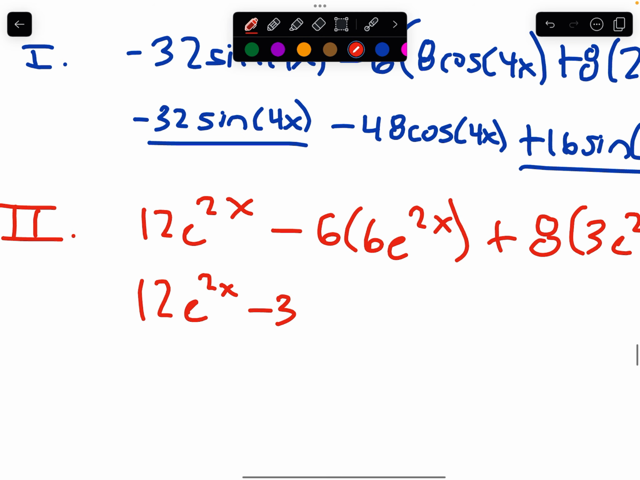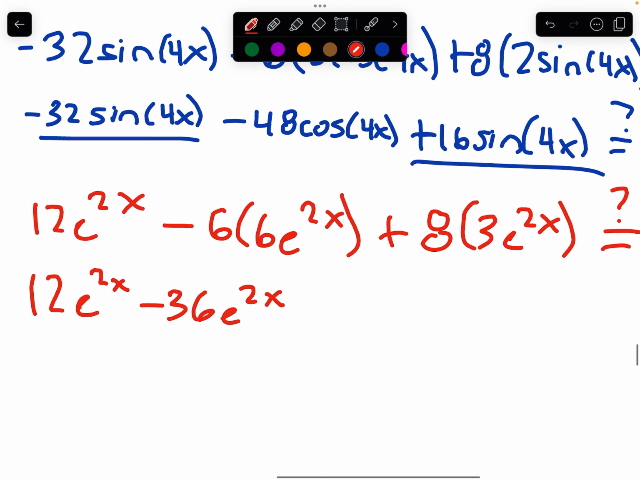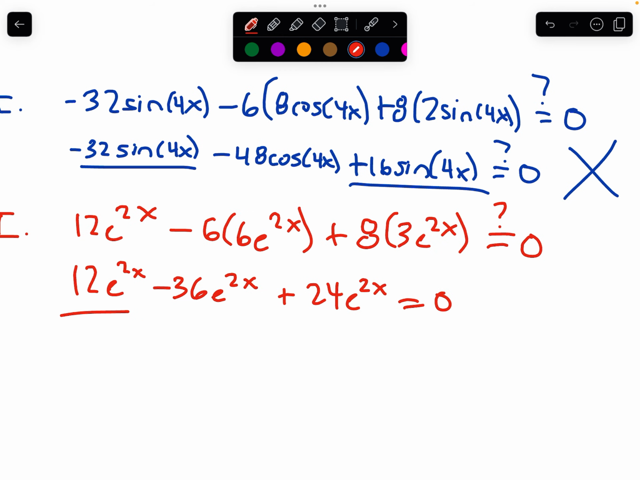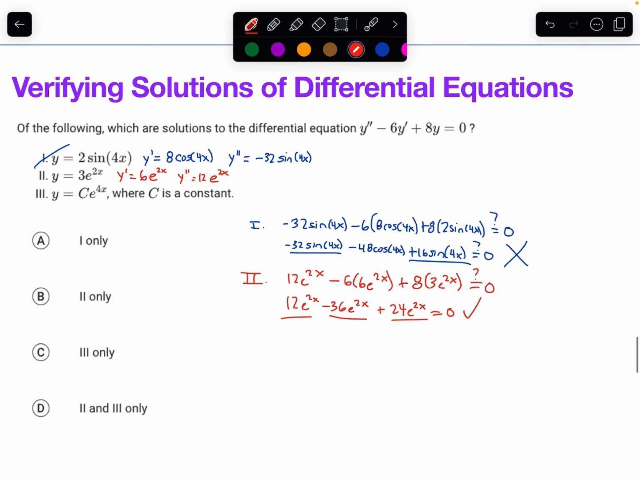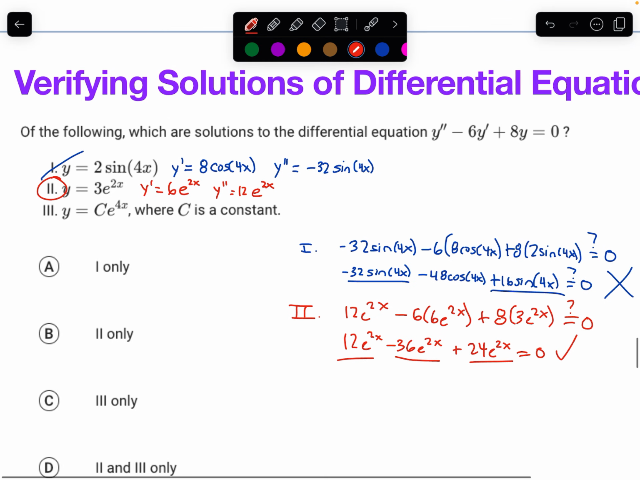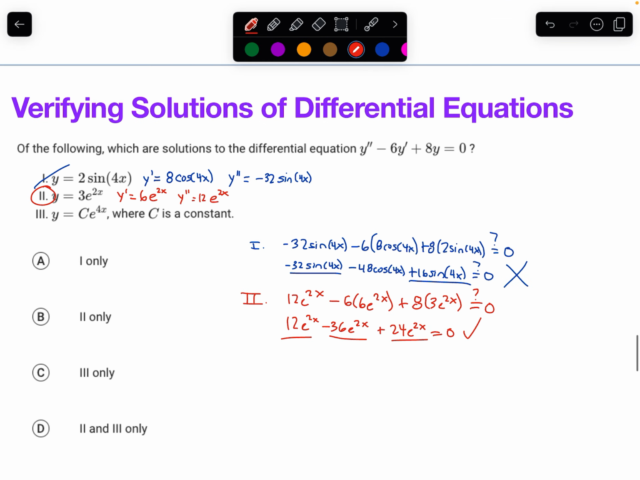This is minus 36e to the power of 2x. This is plus 24e to the power of 2x. And when you combine all of those, these are all like terms, and sure enough, they all end up canceling each other out. In other words, that left-hand side does equal 0. Roman numeral 2 works. That's valid here. Y equals 3e to the power of 2x is a solution to the differential equation circled in red.